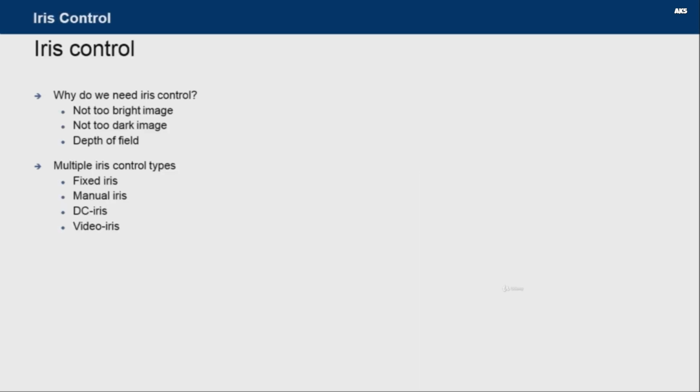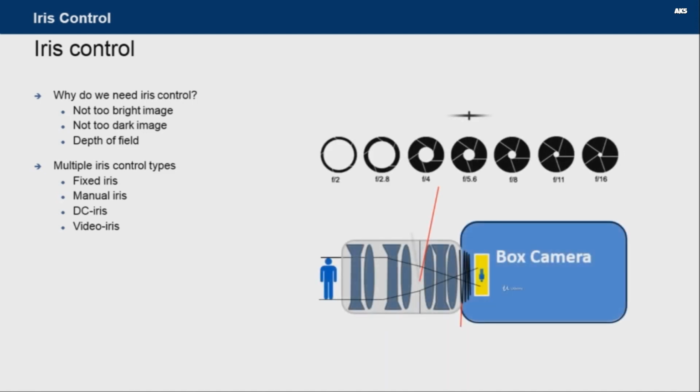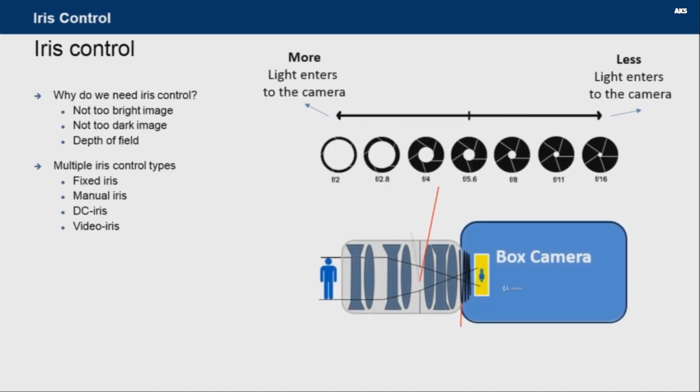Iris opening plays an important role in image quality. An iris is used to maintain the optimum light level to the image sensor, so that the image can be sharp, clear, and correctly exposed with good contrast and good resolution. The iris can also be used to control the depth of field. We'll see the depth of field in the next lesson.